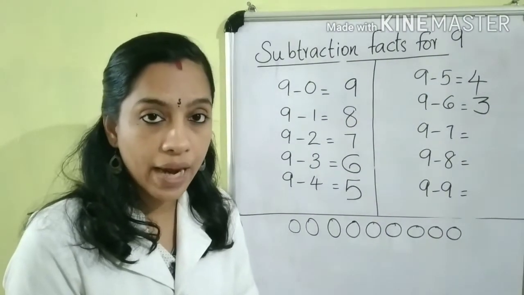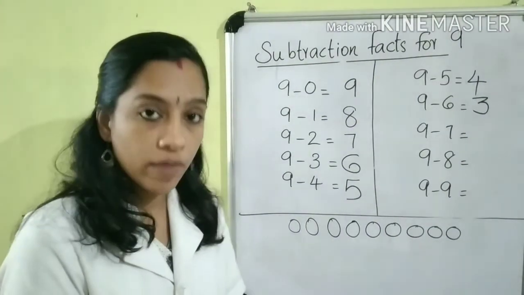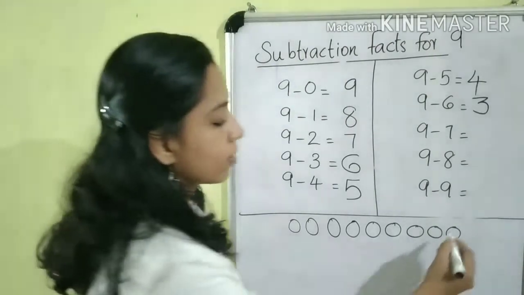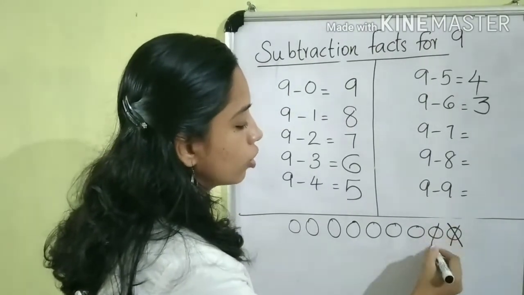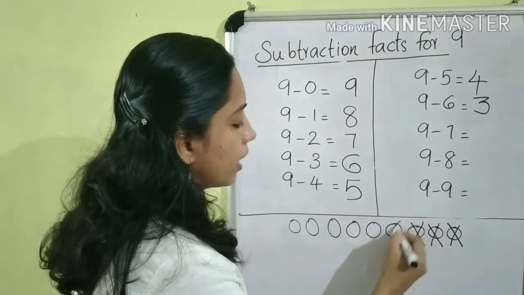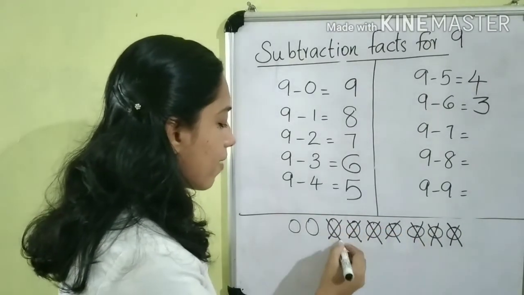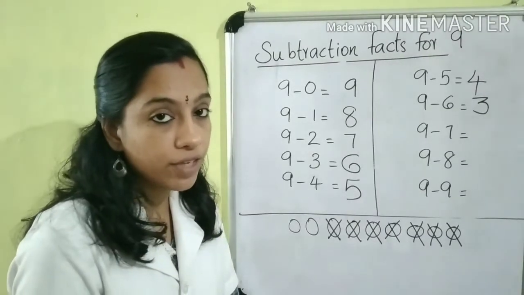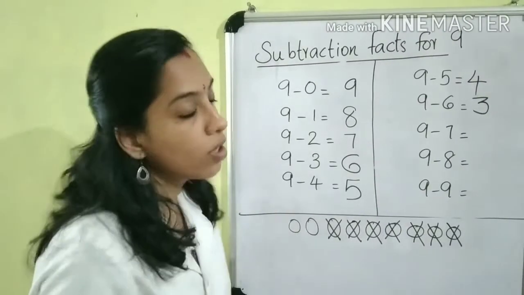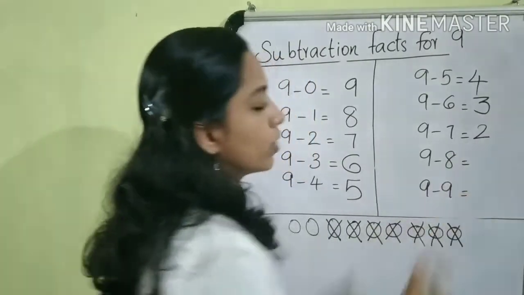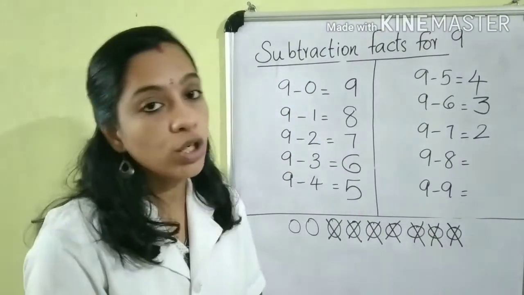Next we have to subtract 7 from 9. So we can cross out 7 circles. 1, 2, 3, 4, 5, 6, 7. How many circles left here? 1, 2. So our answer becomes 2. That is 9 minus 7 is equal to 2.